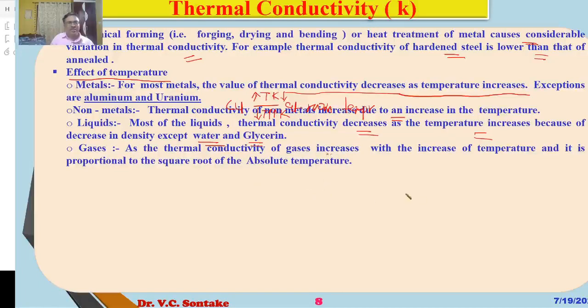Gases: the thermal conductivity of gases increases with the increase of temperature, and it is proportional to the square root of the absolute temperature. Now what happens when you increase the temperature of gases? Their mean free velocity increases and they start moving at a high speed randomly, and under such conditions the probability of coming into contact increases, and hence heat transfer by conduction increases, and so does the thermal conductivity.